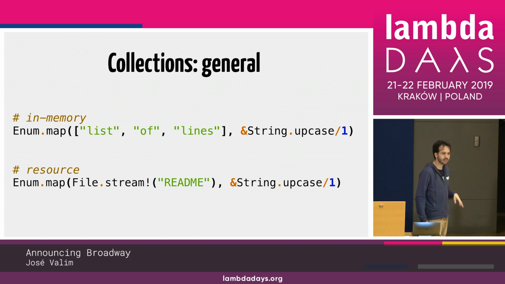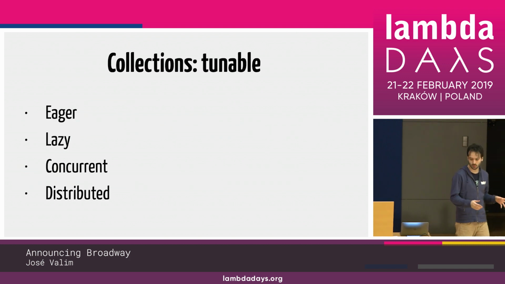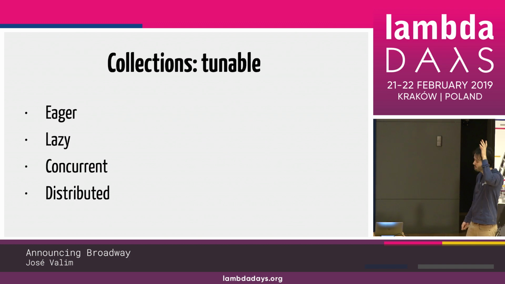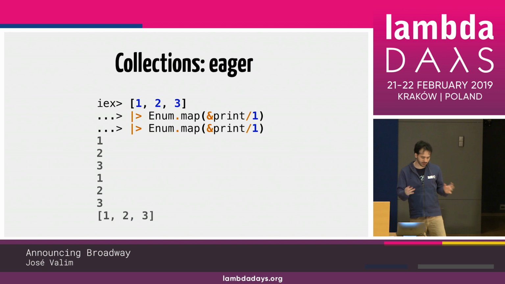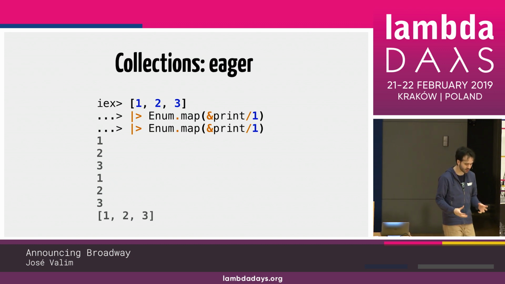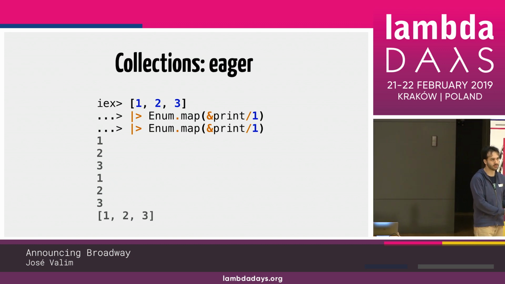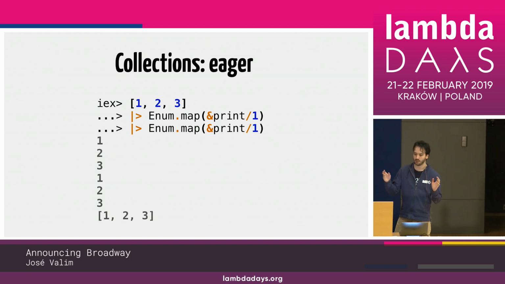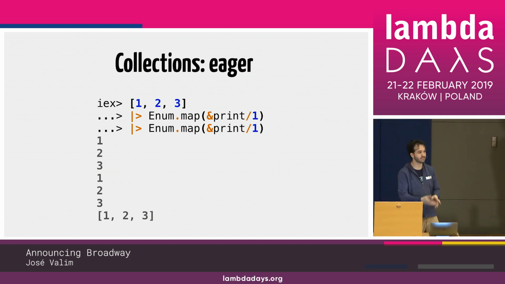So collections in Elixir are eager by default. Imagine this piece of code. I have a collection with 1, 2, 3, and then I call Enum.map, passing a print function. What this print function does is print the value that it receives and return the value itself. So we call Enum.map, printing each element of the collection and returning them, and then we call Enum.map again, printing each element and returning them again.